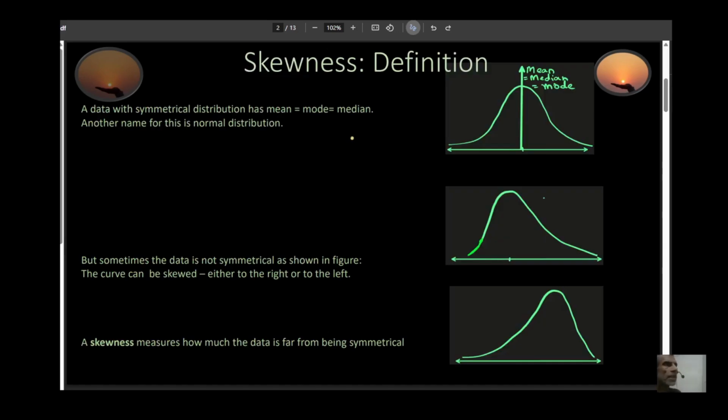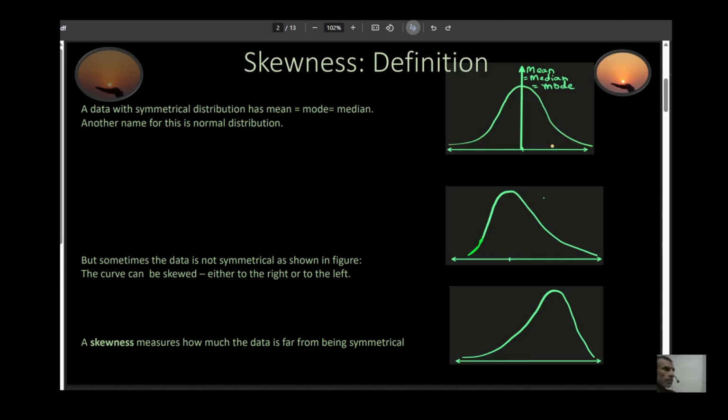A data that has symmetrical distribution, its mean, median, and mode, they will always be same. Another name for symmetrical distribution is normal distribution. The shape of your normal distribution generally resembles a bell-shaped curve like this right here.